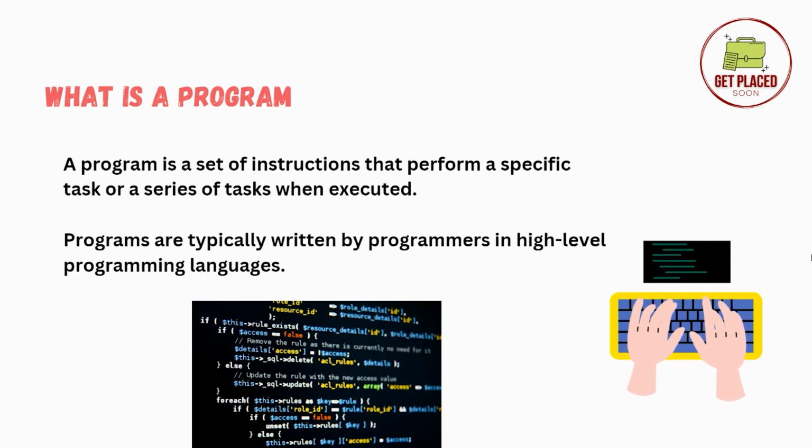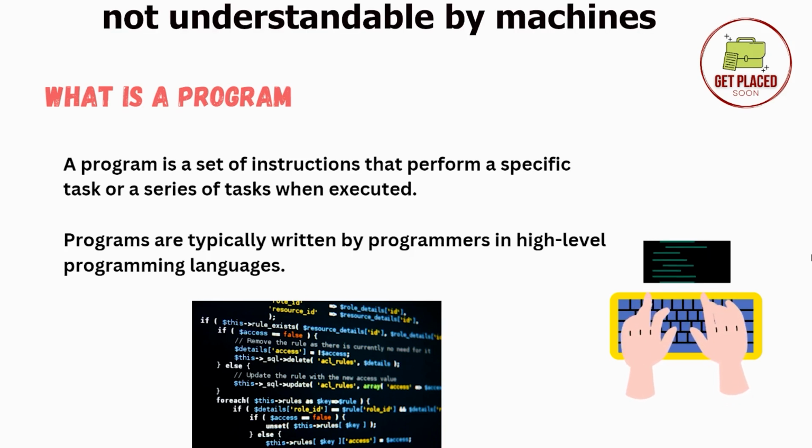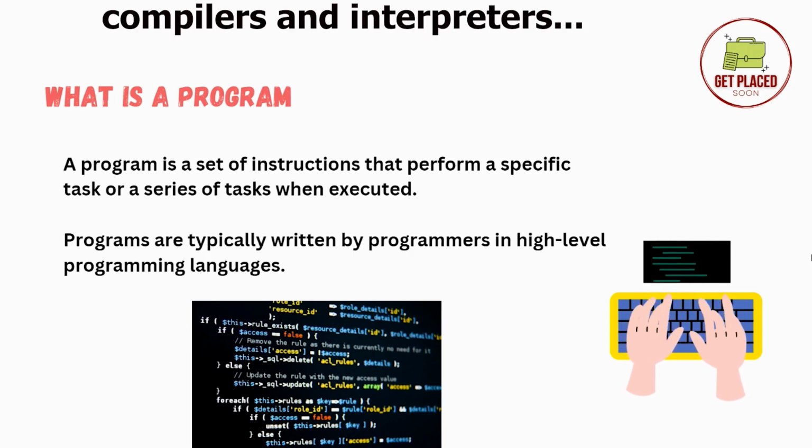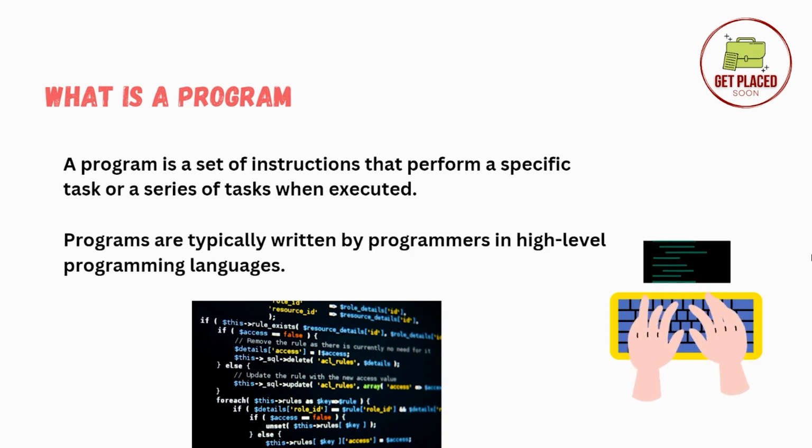When you write this high level code, it is not understandable by machines, right? So this high level code is then converted into machine level code by passing it through compilers or interpreters. Then it is turned into machine level code and the system can execute it. So this is what a program is. Simply, a program is a set of instructions that performs a specific task. Even simpler, a program is nothing but the code you write for something.